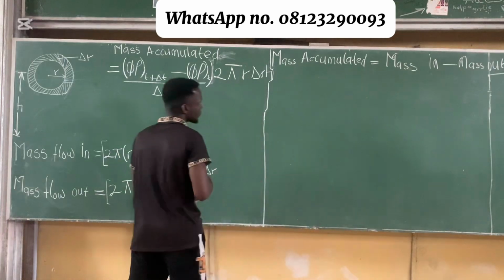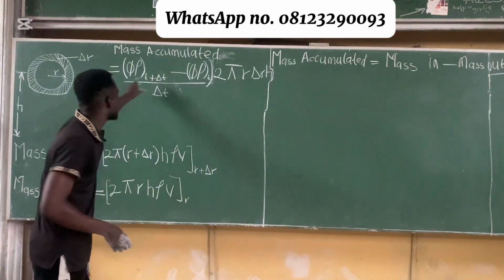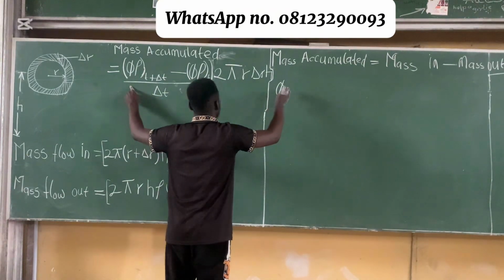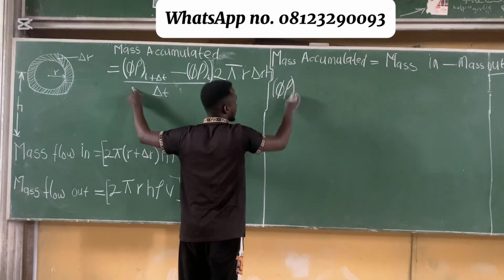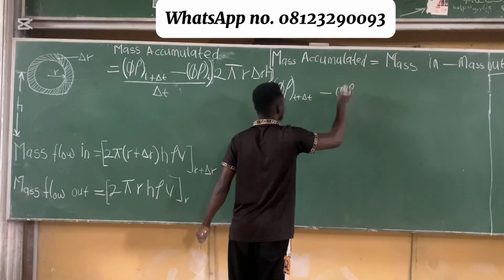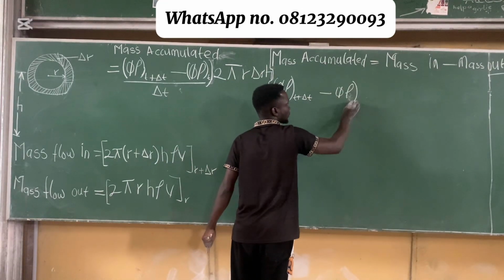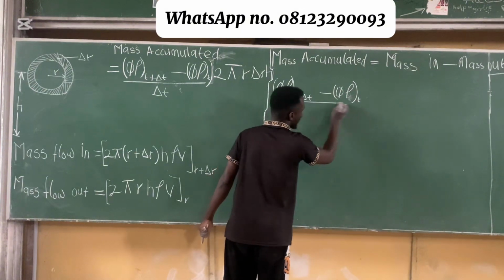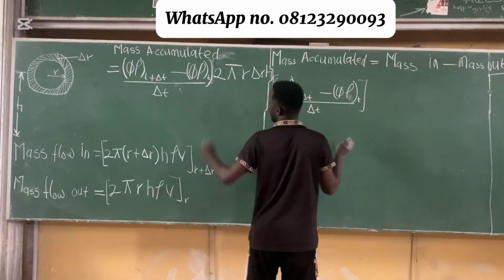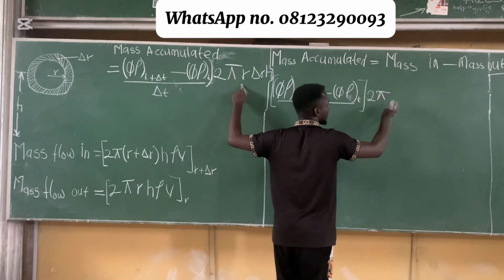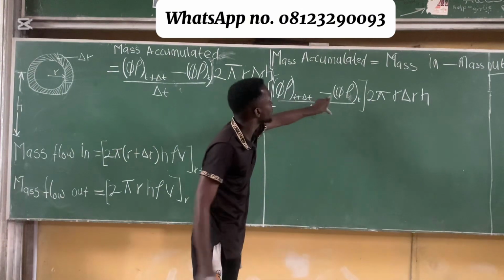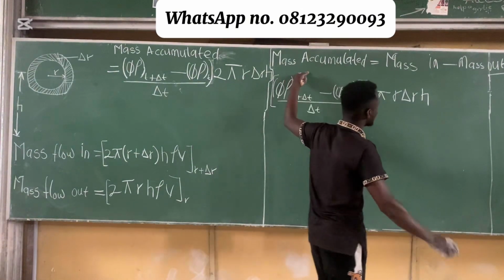So let's go. We said that our mass accumulated is given by this equation. So we can simply say that mass accumulated is phi rho at t plus delta t minus phi rho at t, divided by delta t, multiplied by 2 pi r delta r h.